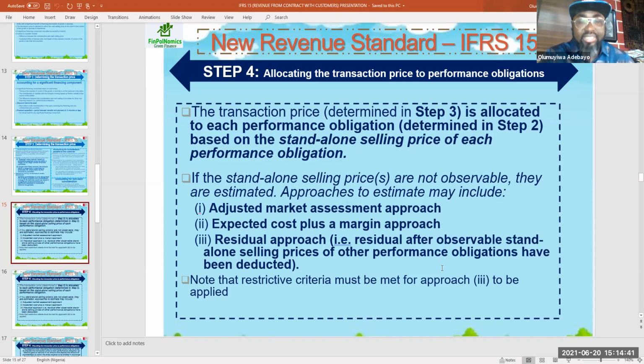And what that signifies is that when you have at least 2 performance obligations attached to a contract, you need to then allocate such transaction price to the 2 performance obligations. If the performance obligations are 3 or more, you do the same thing. Okay, the standard gave us a guidance on how this is being done.